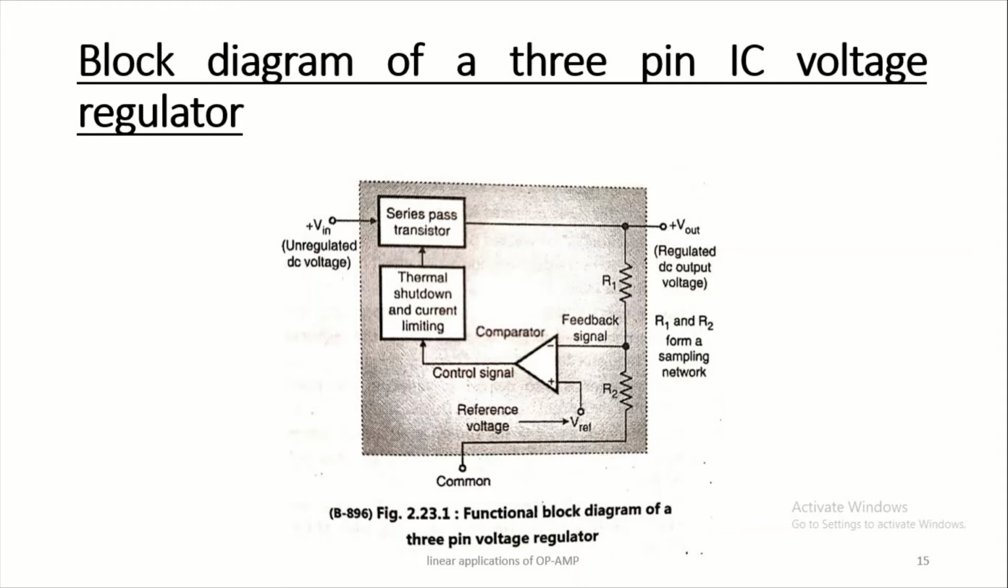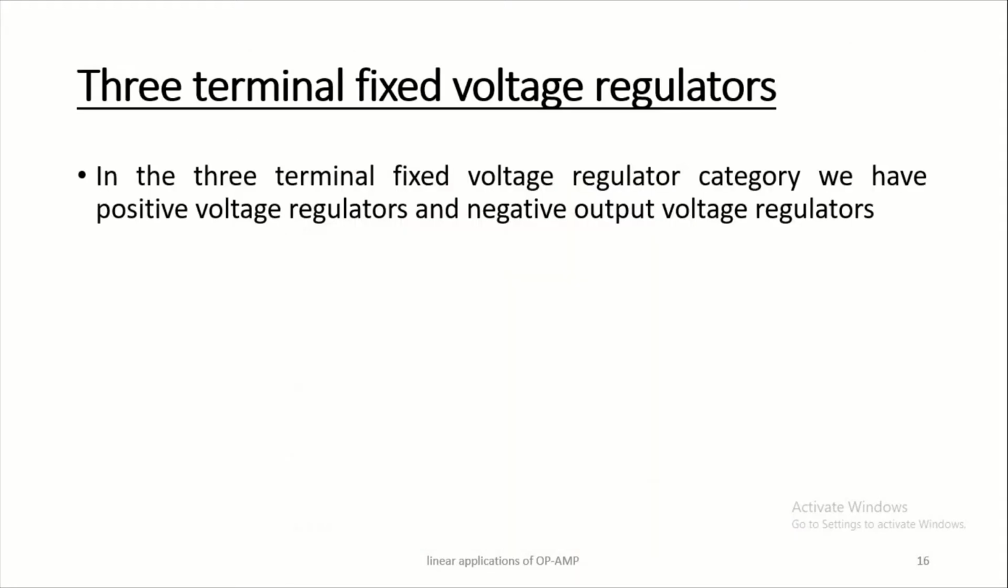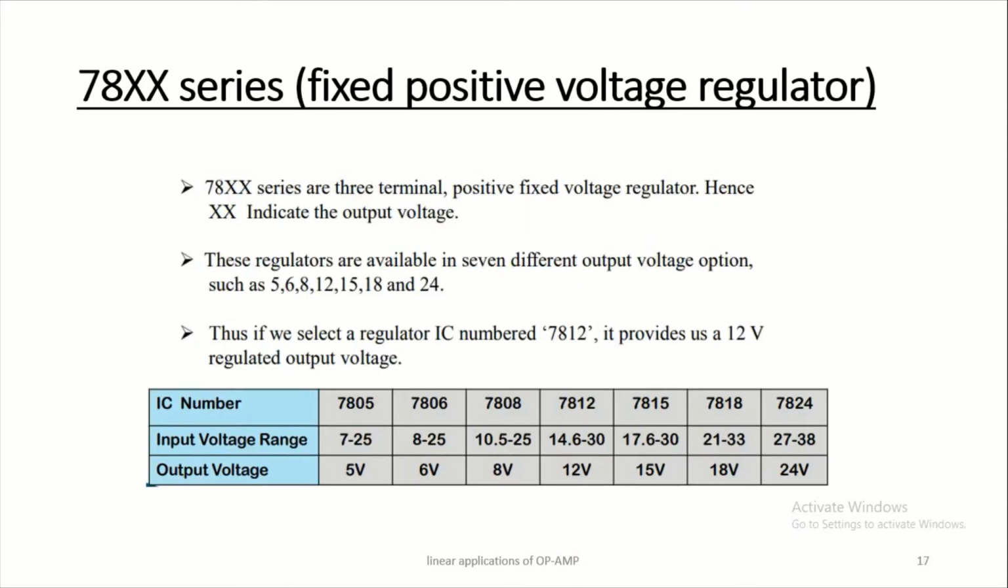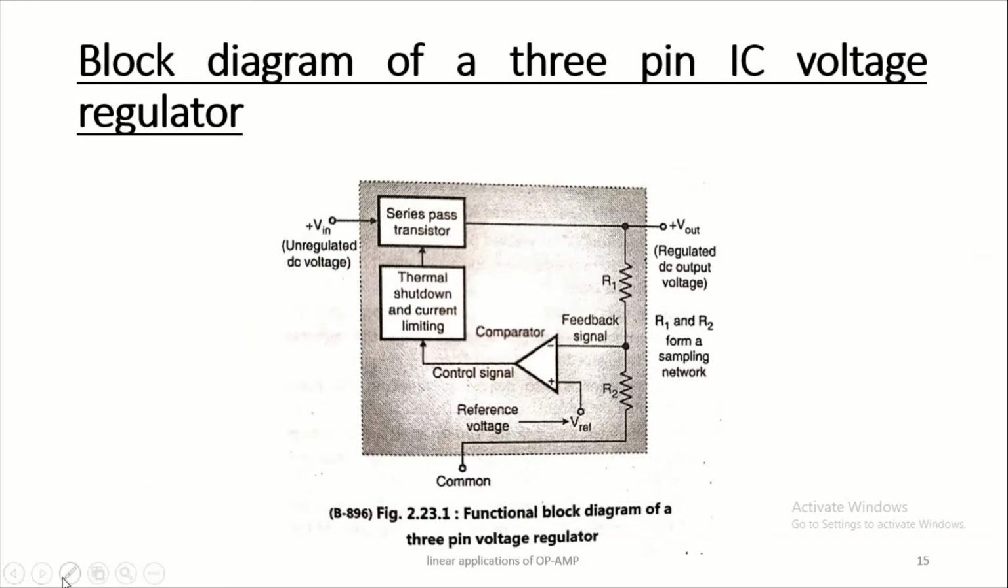We are supposed to apply the unregulated DC supply to the terminal marked VIN. This is VIN, the unregulated DC voltage, and Vout is the regulated DC output voltage. Supply ground to the common, and the regulated output is available at the terminal marked V0, output, and this is the common. The block diagram in the figure is basically a series voltage regulator.